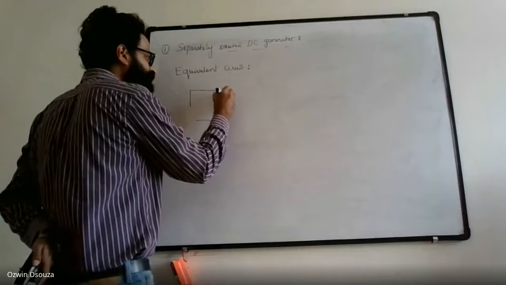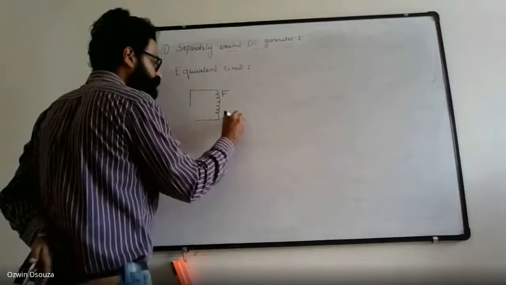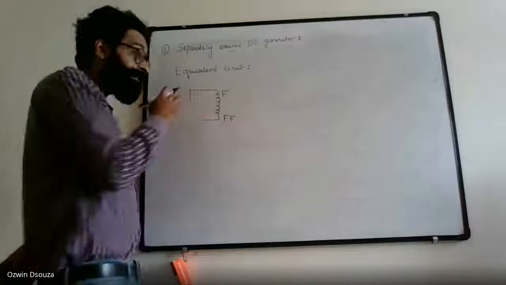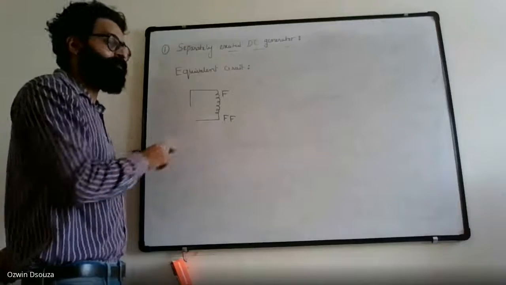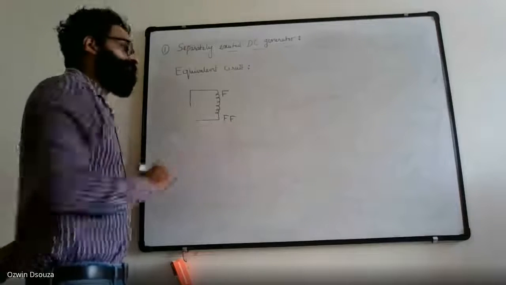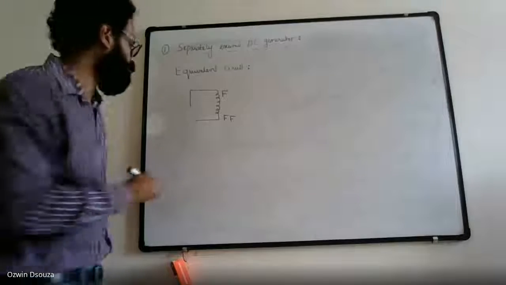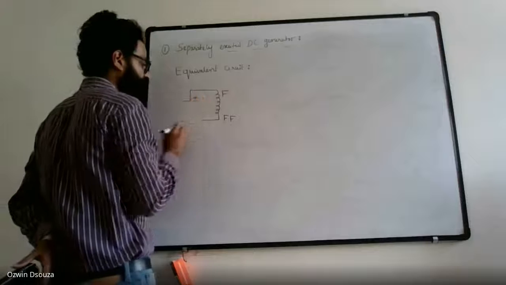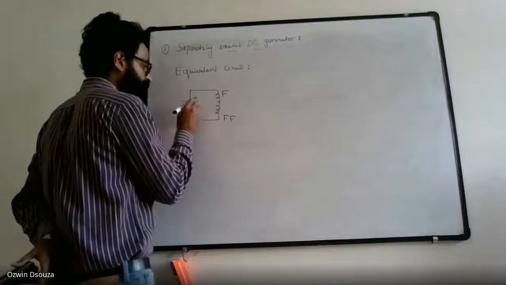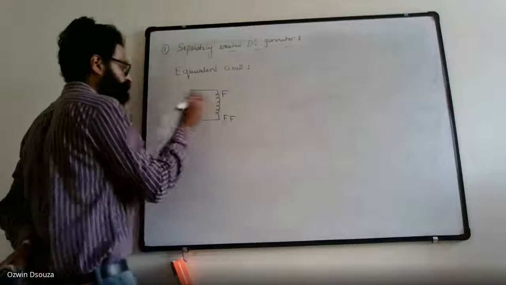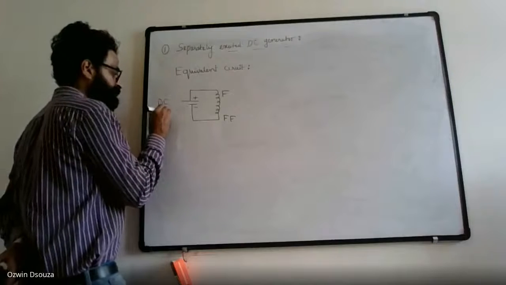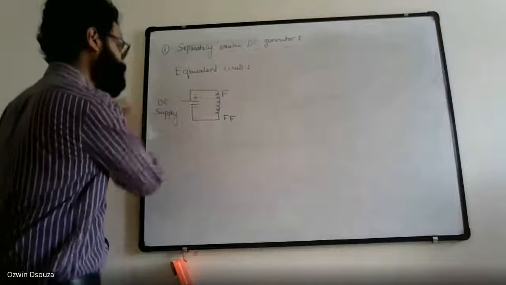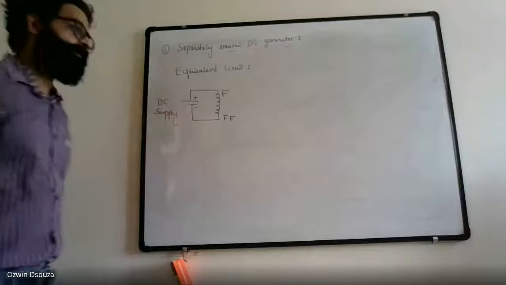Normally, the field is represented with F and double F terminology. F is assumed as the terminal which is connected to the positive polarity of the supply, and double F is connected to the negative polarity of the supply. Similarly, F is connected to the positive terminal of the DC source, and double F is connected to the negative terminal of the DC source. So this is your DC supply. As expected, right? Separate excitation needs a separate DC power source.